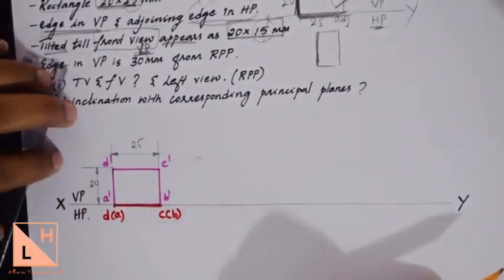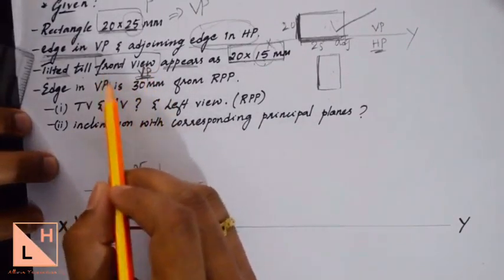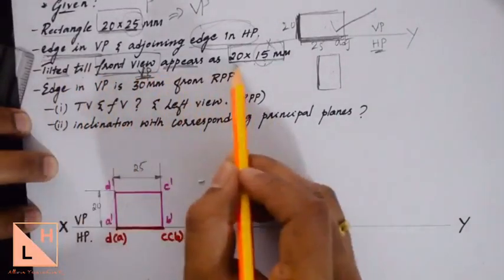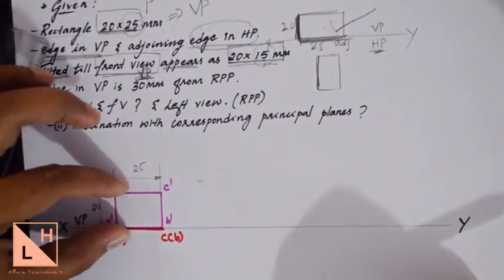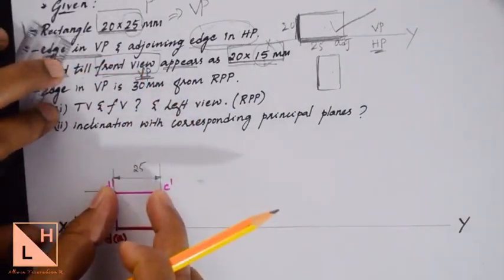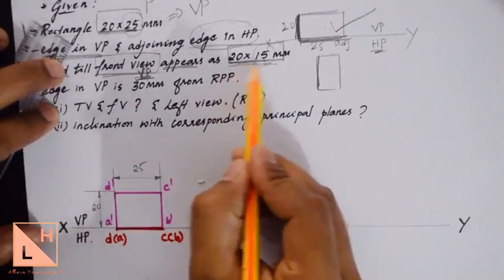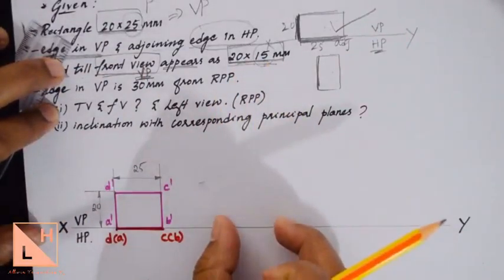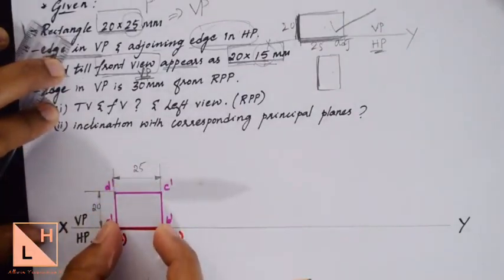Next thing we need to do here is incline this lamina, or in this case we don't have the inclination of the lamina. Instead they have given that the lamina is tilted till the front view appears as 20 by 15. So we already have 20 mm vertical here. It is going to remain as it is in the next position. But what happens to this 25 mm horizontal is that it's going to reduce to 15 millimeters, so that we get 20 by 15 in the second position. How can we reduce this 25 mm? As I already told you, this top view has to be inclined.